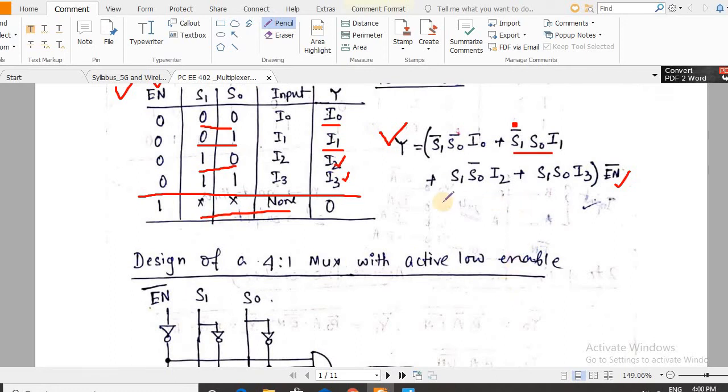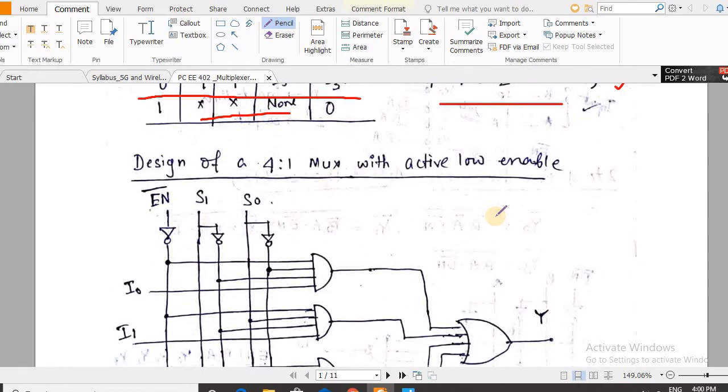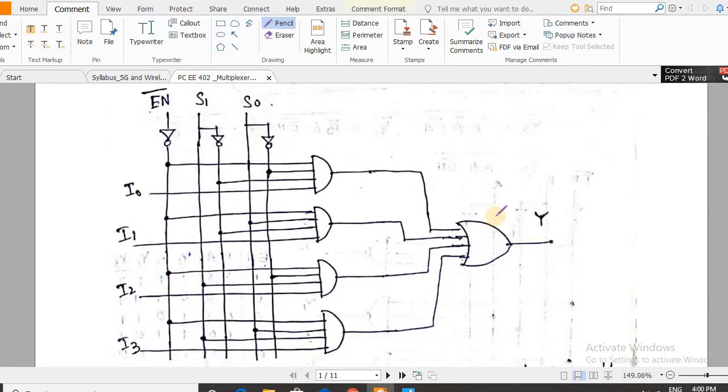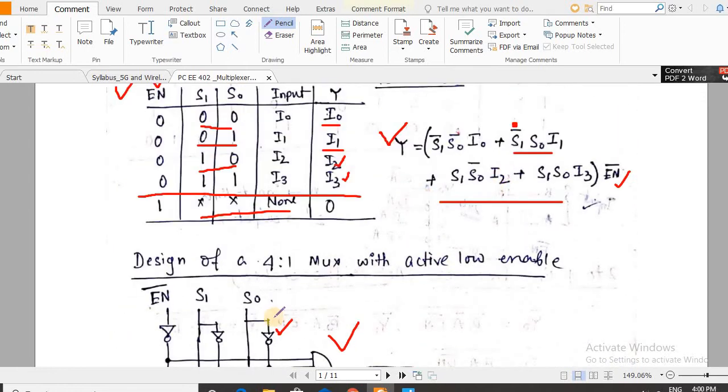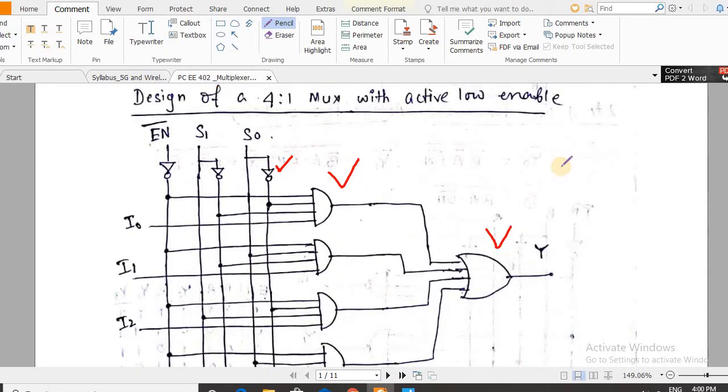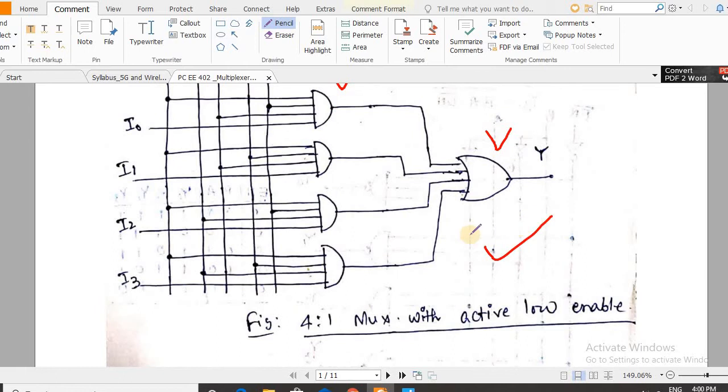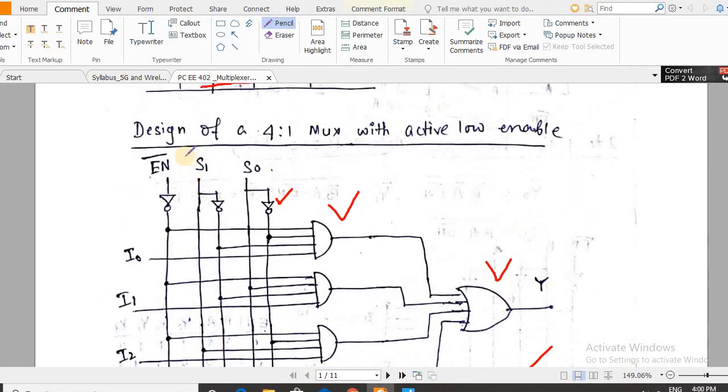Now depending on this equation, we can implement a 4:1 mux using 4 input AND gates, a 4 input OR gate, and some NOT gates. So this is nothing but a basic logic implementation of this equation. So this is the logic realization of a 4x1 mux with active low enable. Active low enable means we are talking about this enable pin.